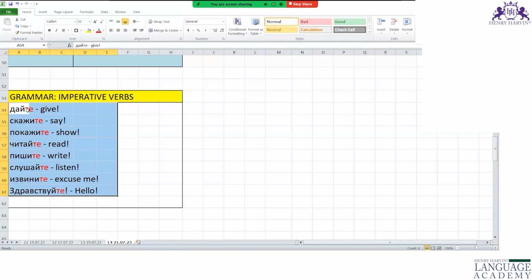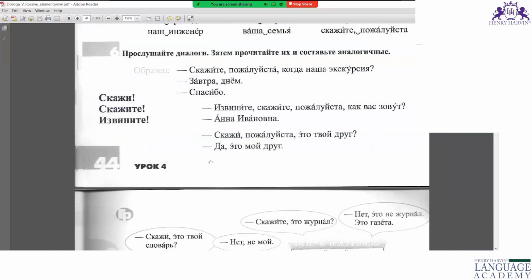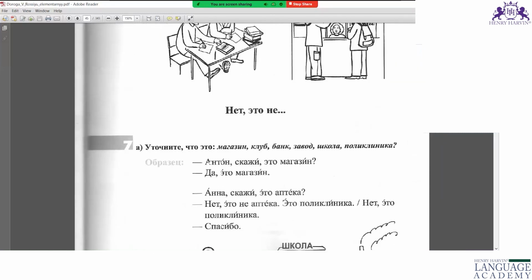Okay? Ending te makes them polite. Remove ending te will be informal. Okay. Так, и тут у нас некоторые диалоги.